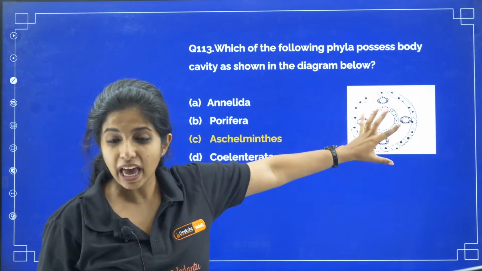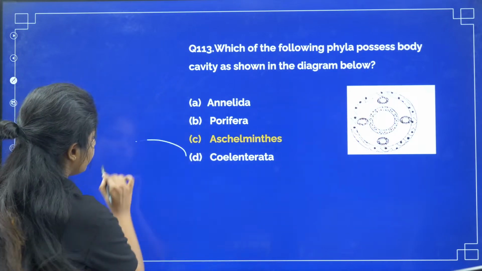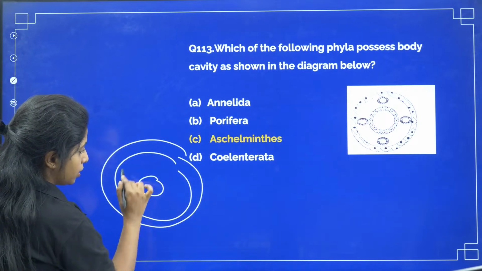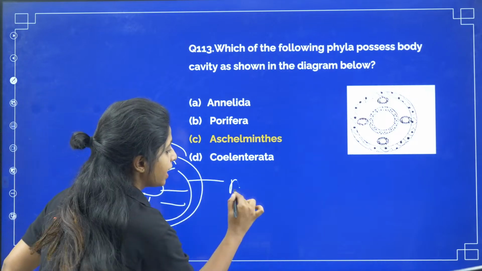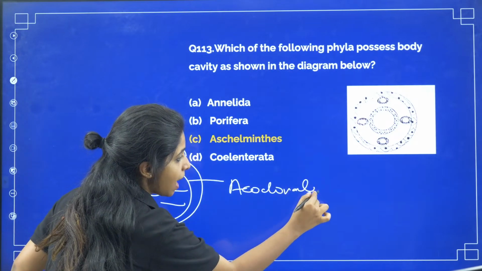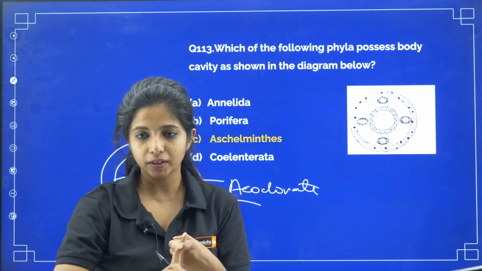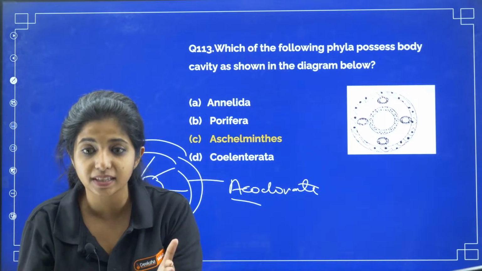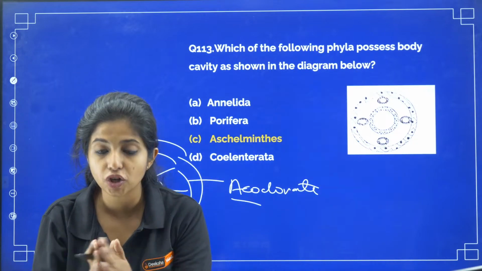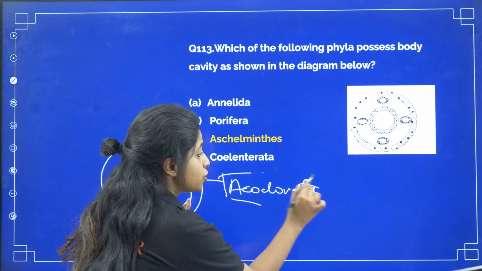Now, which of the following phyla possesses body cavity as shown in the diagram? Very important thing. We have different types of body cavity, my dear children. If it is shown like this, so this whole thing is covered. That means it is acoelomates. Example, Porifera, then Cnidaria, then Ctenophora and Platyhelminthes. Until Platyhelminthes, all of them are acoelomates, do not have coelom.